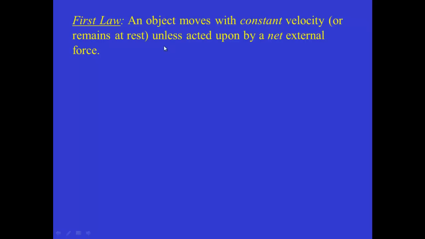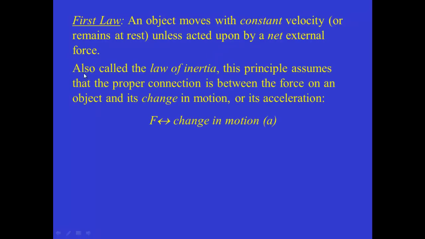So, if you turn it around, what it says is, if an object is acted upon by a net external force, it cannot move with constant velocity. Its velocity actually changes. Okay? This is also called the law of inertia, because inertia is a word that refers to a property of matter that makes it resist being accelerated. It resists having a change in its motion.